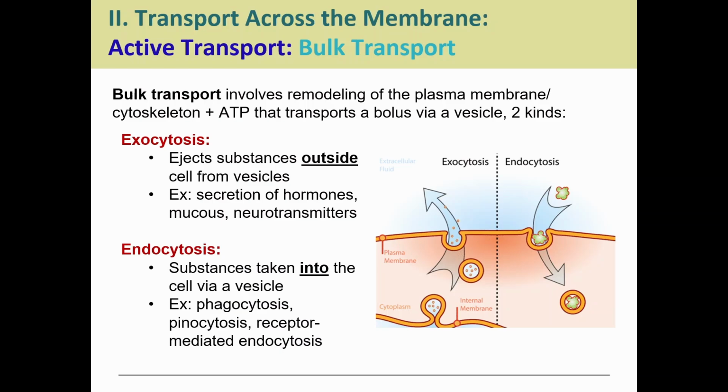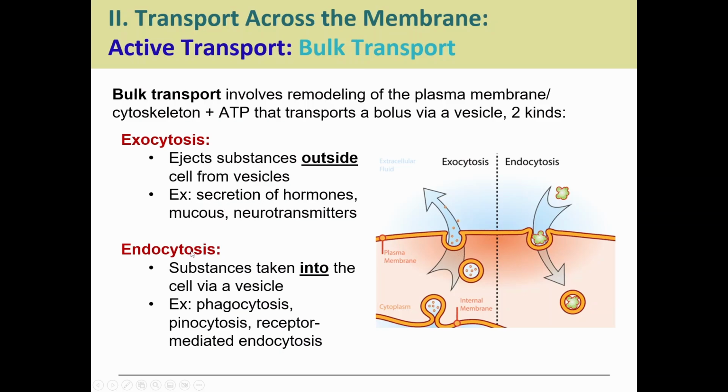But you notice we're creating a little pocket of the plasma membrane and then pinching off to create a vesicle. Whereas in exocytosis, we have a vesicle, it's going to fuse with the membrane and then kind of push its way out, right? Kind of like if you were turning your pocket inside out. What do we use these for? Exocytosis is great for secreting things like hormones, mucus, neurotransmitters, anything that we may be releasing in bulk.